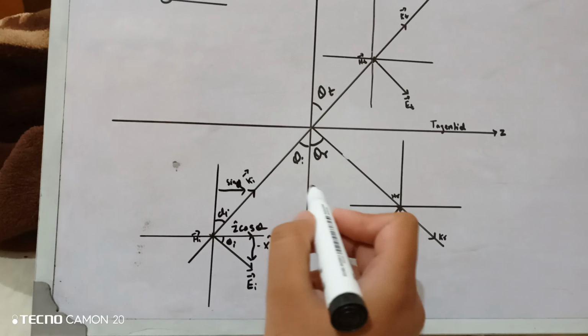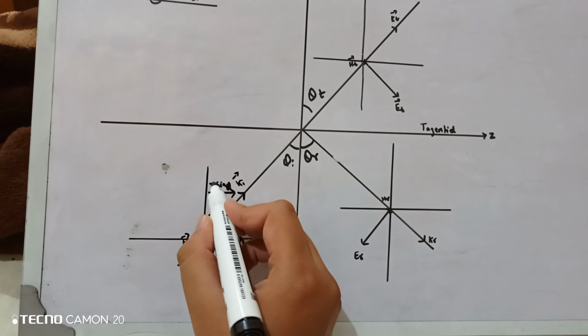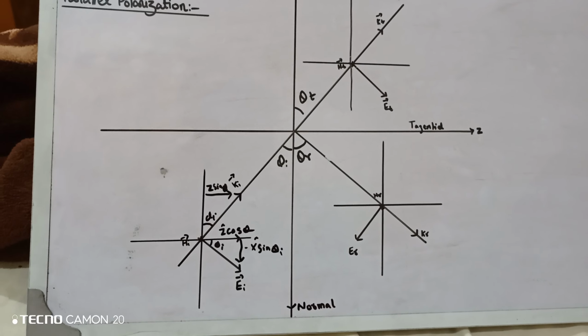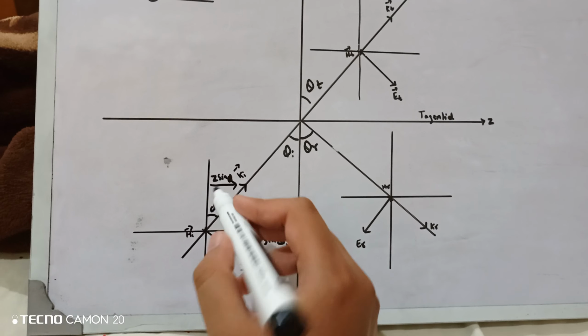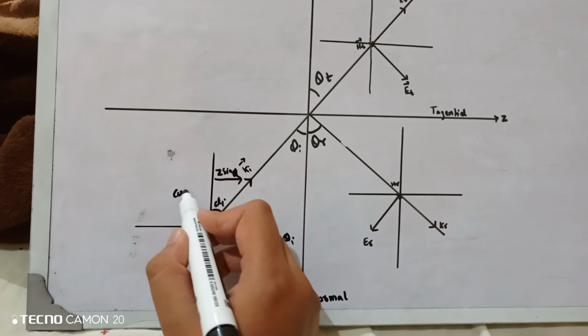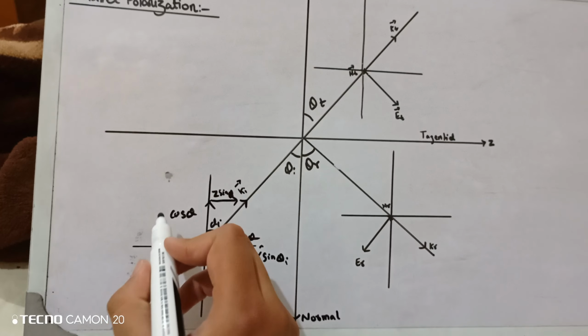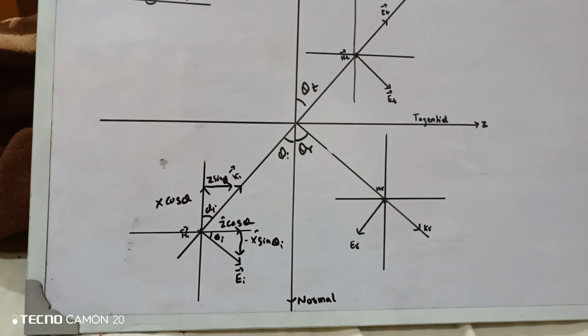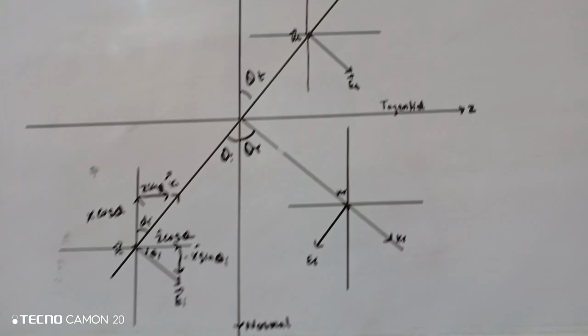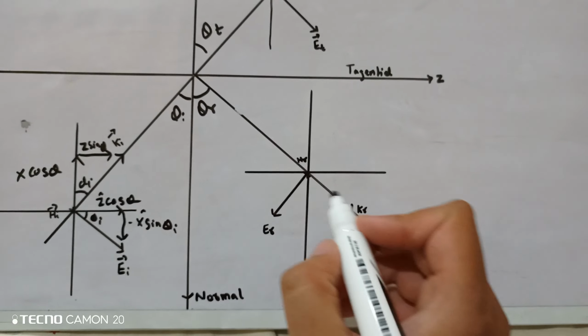Okay, and this is in the z direction, so it becomes z sin theta. Whereas this is the base, so it becomes basically cos theta, and this is in the positive x direction, so it becomes x cos theta. Similarly, you have to write this for the case of reflection.